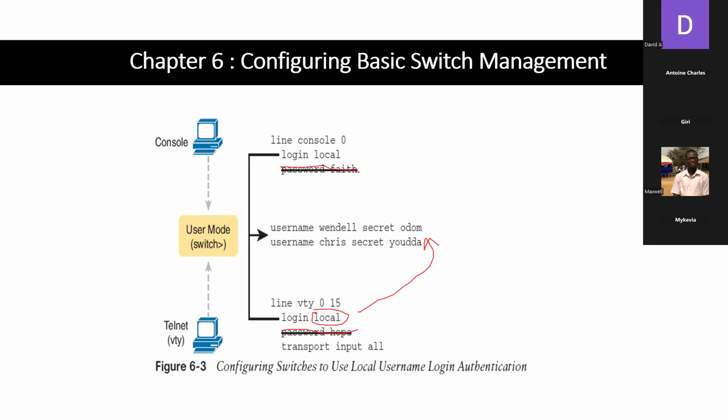She would go ahead and configure username Antoine secret, Antoine's favorite food, or username Gary secret, Gary's favorite food. Whatever she wants to configure it as. And once she creates these combos, Antoine and Gary, those that work in the NOC, would go ahead and log into the switch using both of these methods, both console and VTY, using their local username password combos.